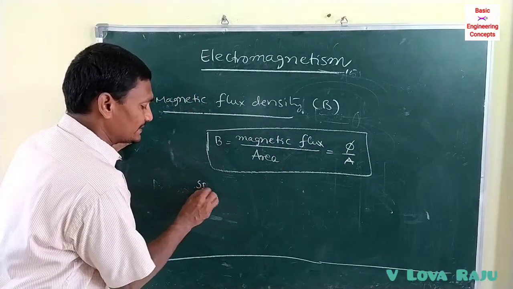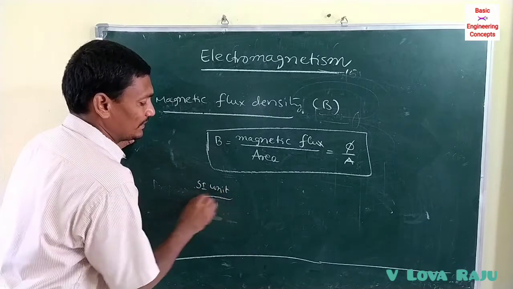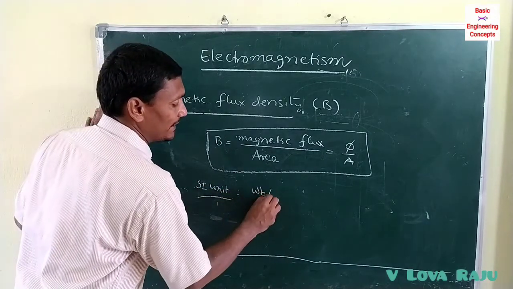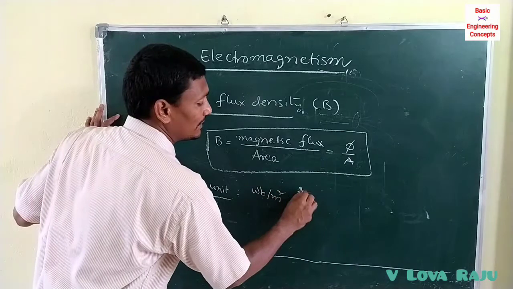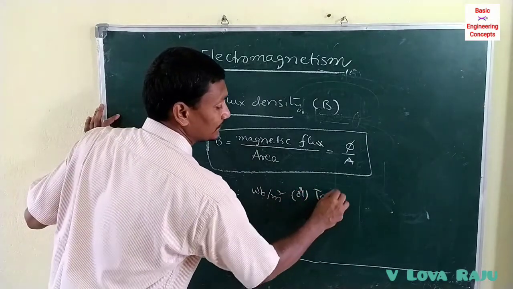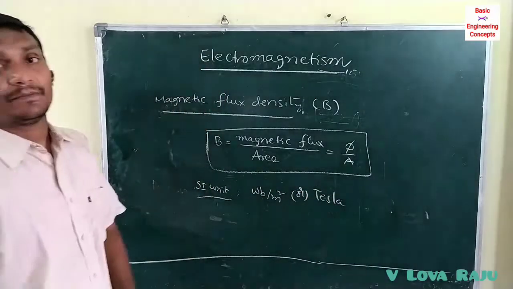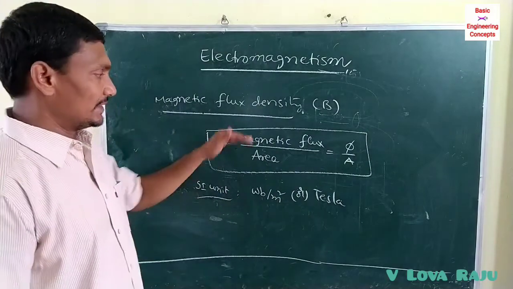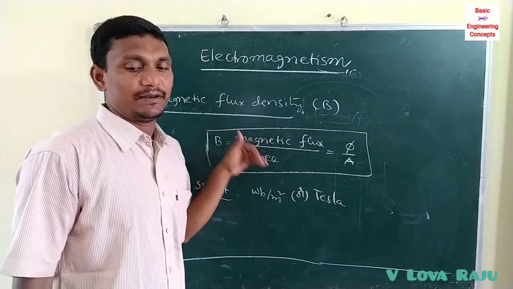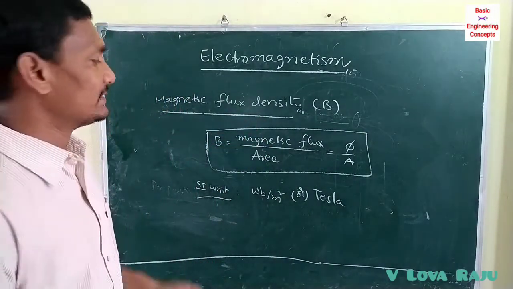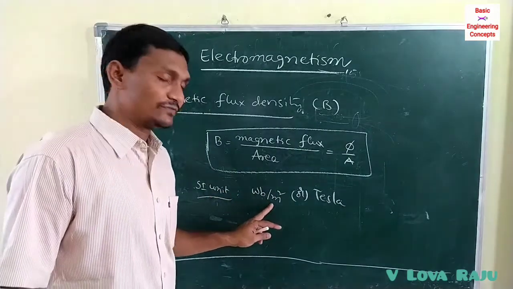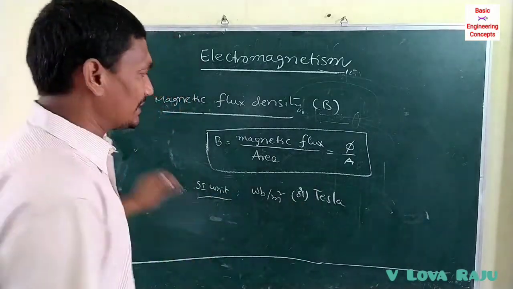The SI unit is Weber per meter square or Tesla. The magnetic flux per unit area is called magnetic flux density. The SI unit is Weber per meter square or Tesla.